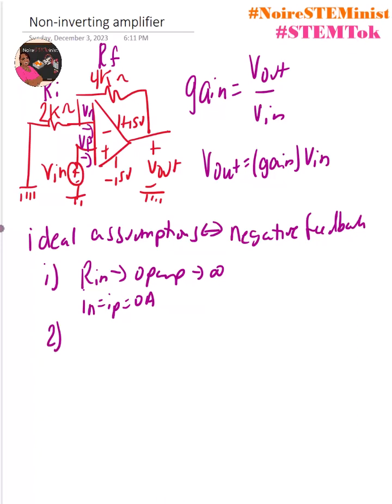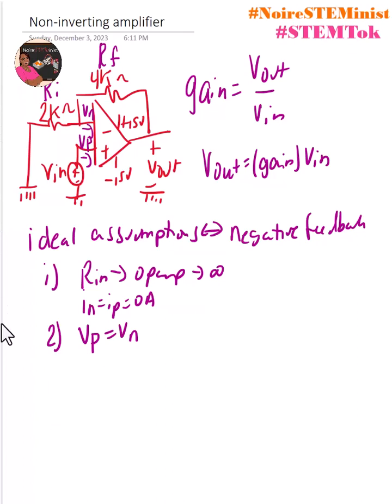The other assumption we can make is called the virtual short condition, which means that the voltage at the positive terminal is equal to the voltage at the negative terminal. This is also an ideal assumption. They may not be exactly the same, but this is only true because of that RF resistor.